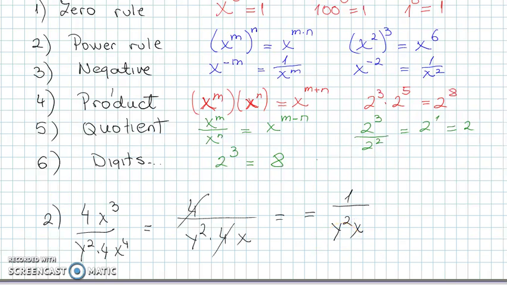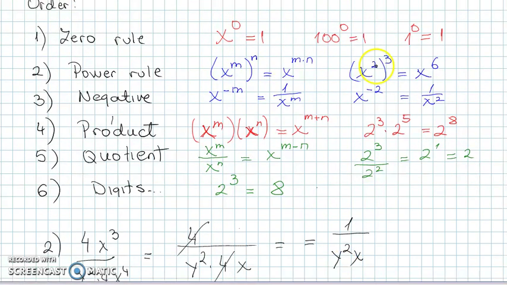So please copy all the rules and try to work in this order. I promise it's going to make your life easier.